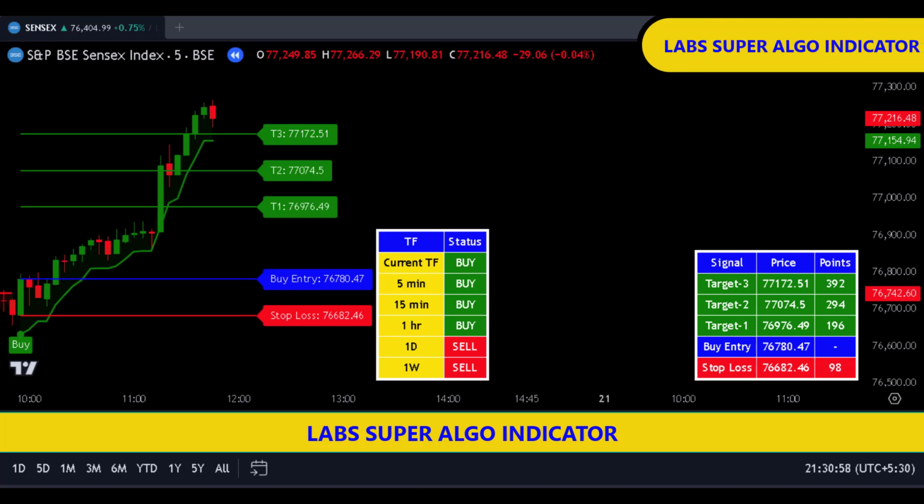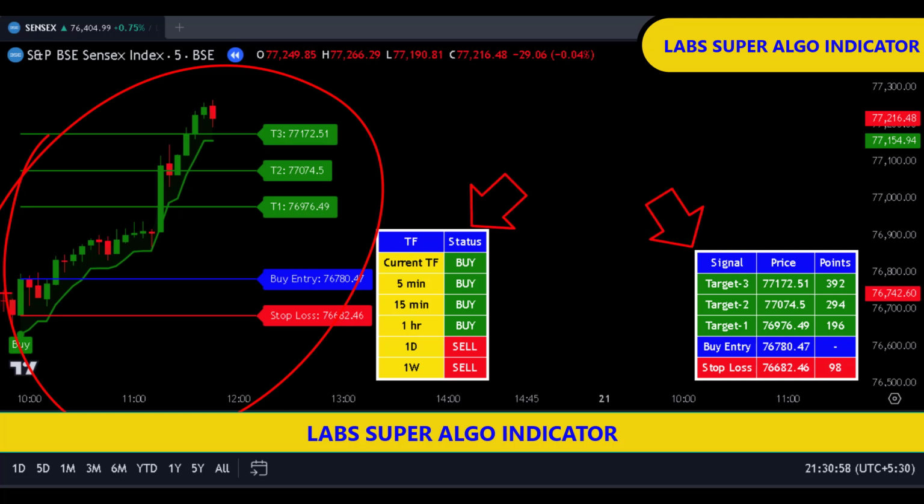This is our Labs Super Algo Indicator. Now, let's see how to use this indicator for trading. As you can see, we have a trade on the chart, and we can see two tables on the chart displaying some data. Let's start by understanding this trade.